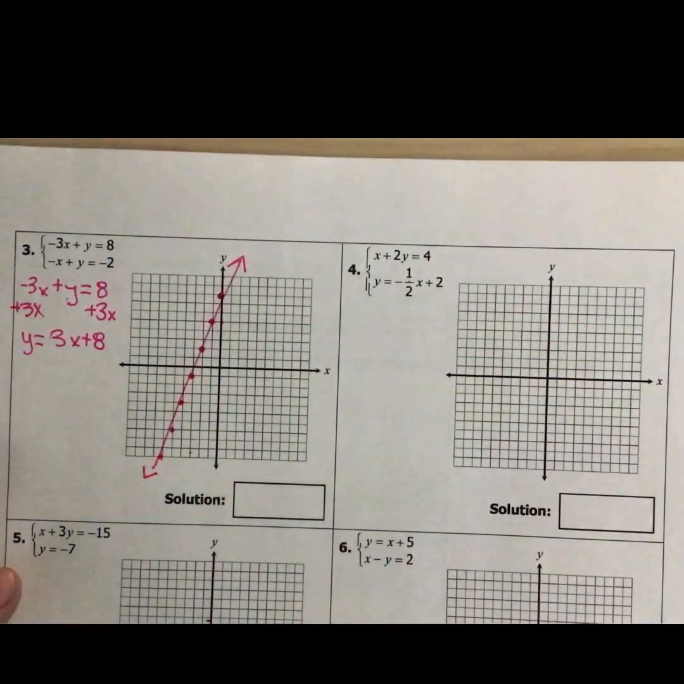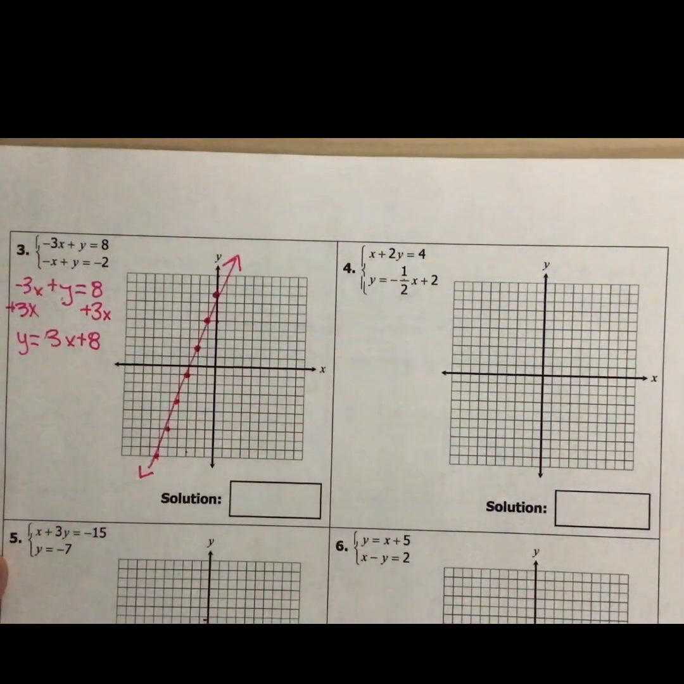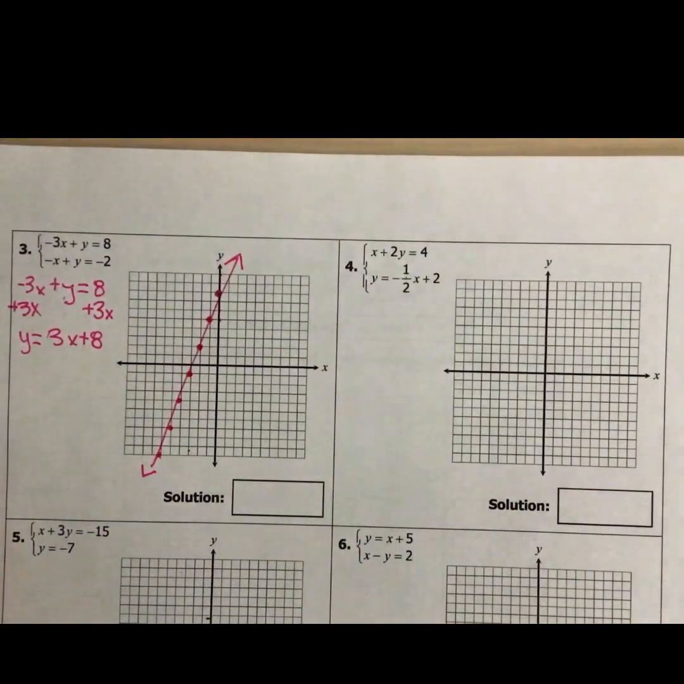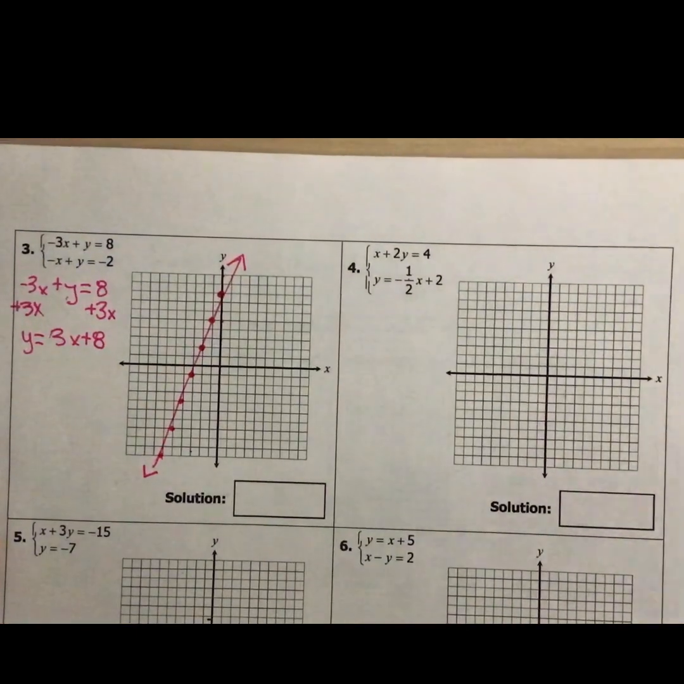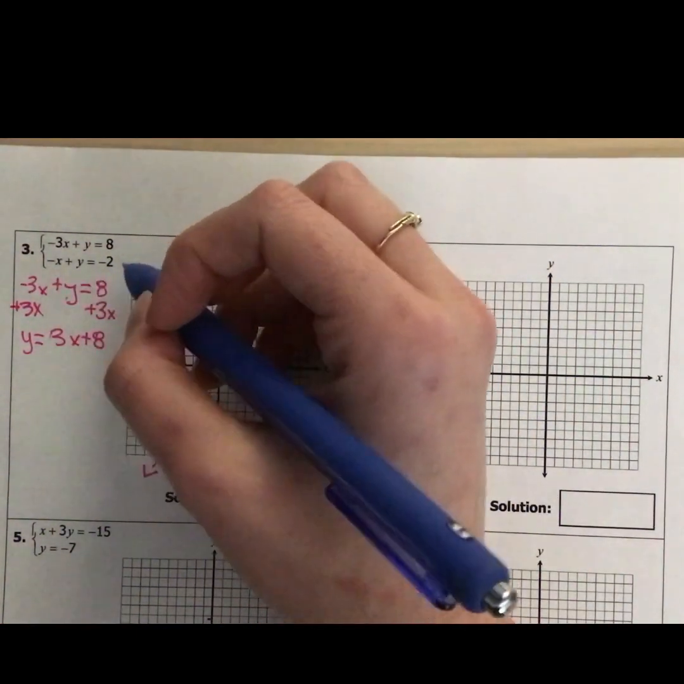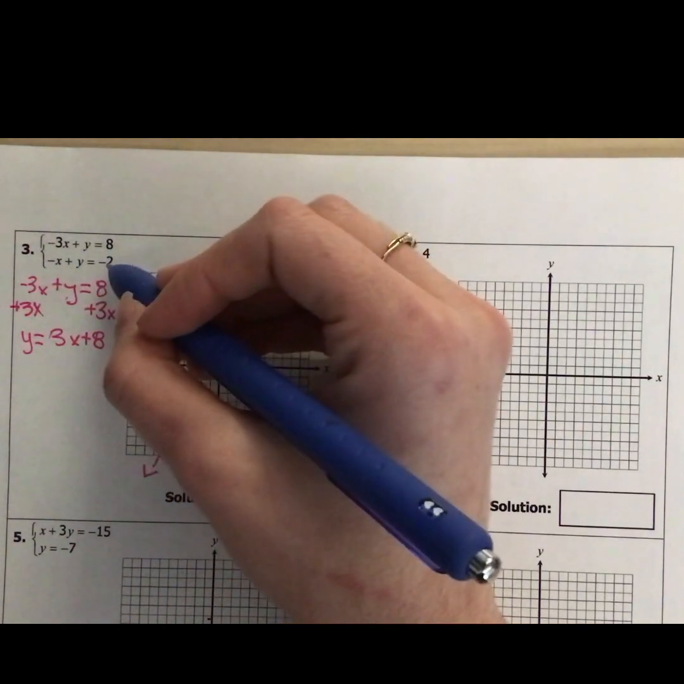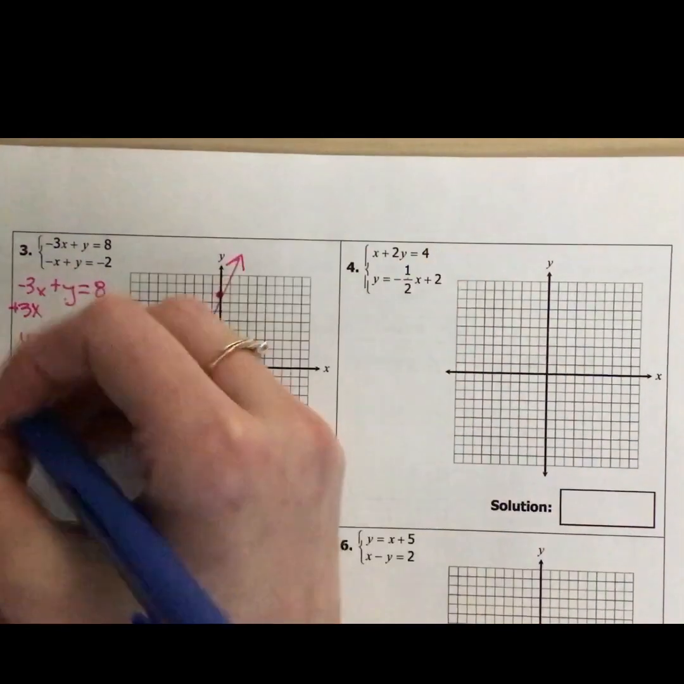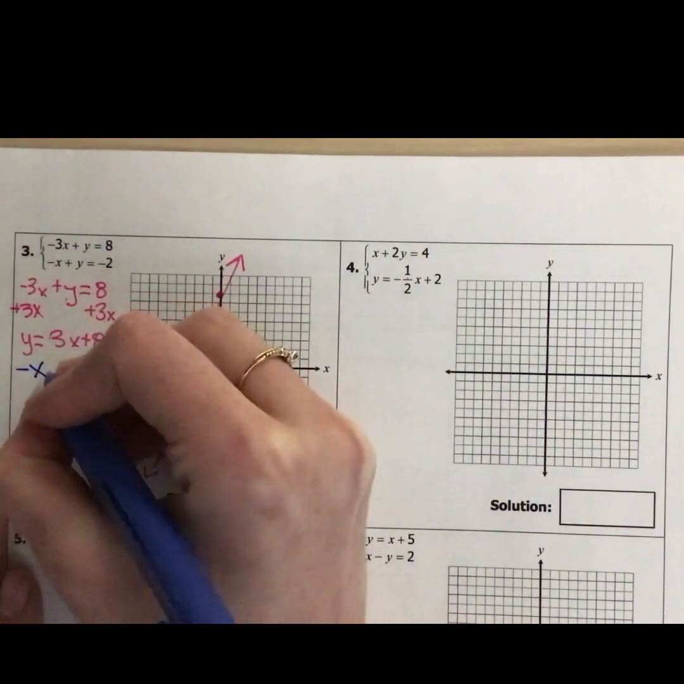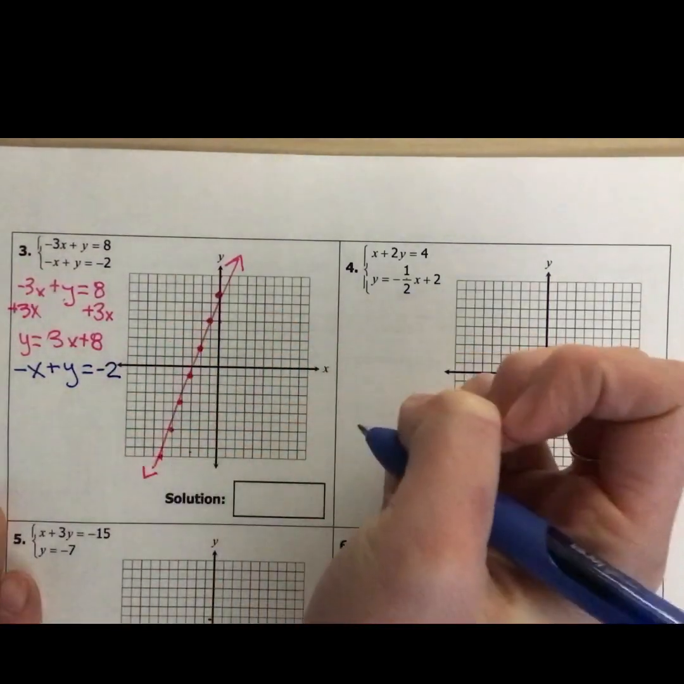Now, the nice thing about your assignment is that DeltaMath is going to be able to graph these much more smoothly than I can do by hand. But now let's move on to the next part of our problem. Now we have -x plus y equals -2. Again, this is in standard form, so that means I need to change it to be in slope-intercept form. So I'll write that down here, blue.